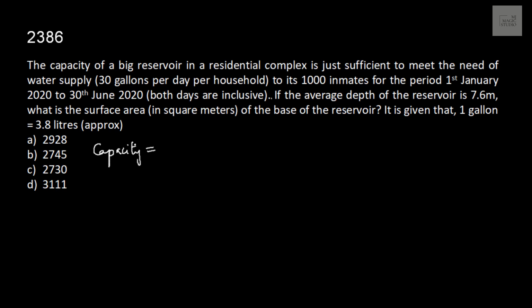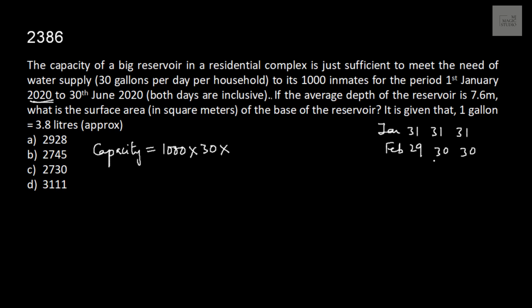Capacity should be the water supplied to 1000 households and to each 30 gallons per day, and for how many days? 1st January 2020 to 30th June. So in January we have 31 days. In February in 2020 we will have 29 days because it's a leap year. So January, February, March is 31, April is 30, May is 31, and then June is 30.